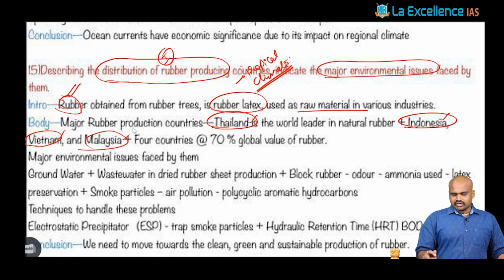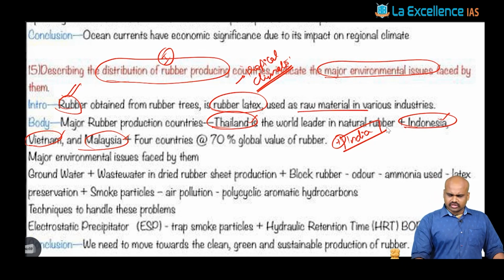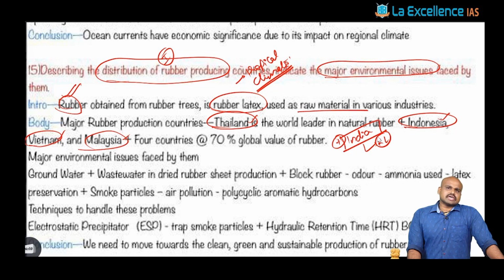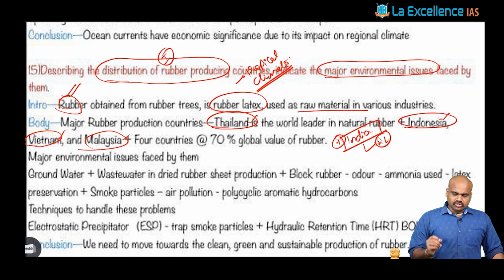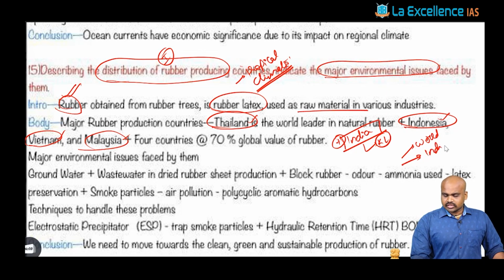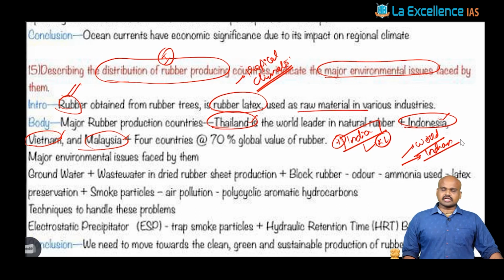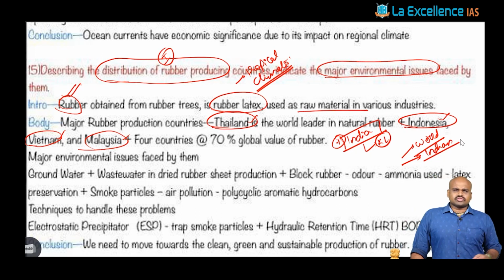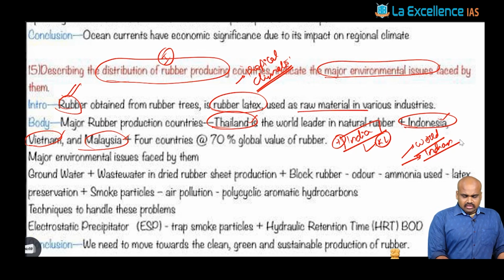With such an understanding of the world distribution, we can even add the distribution in the context of India. In the context of India, Kerala is very, very well known for rubber production. That is one fundamental understanding that can be talked about. So whenever you are talking about distribution, it has to be with respect to the world distribution and the distribution in India. This is a very important aspect whenever you are talking about resource distribution. Then we look at the environmental issues that are persisting.